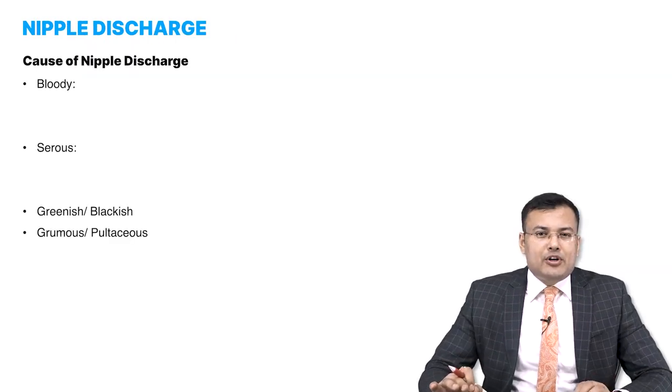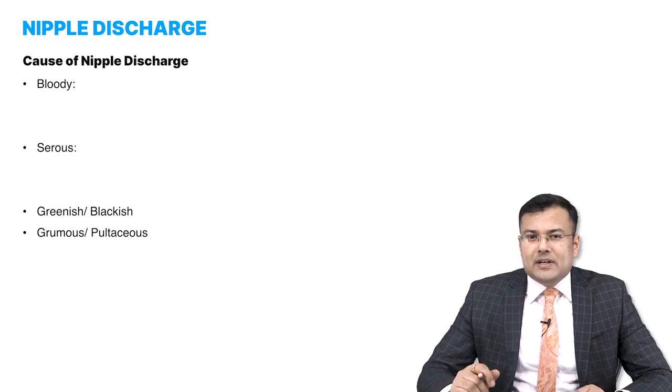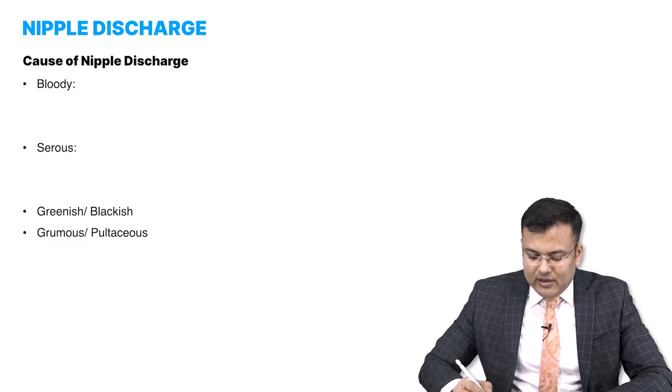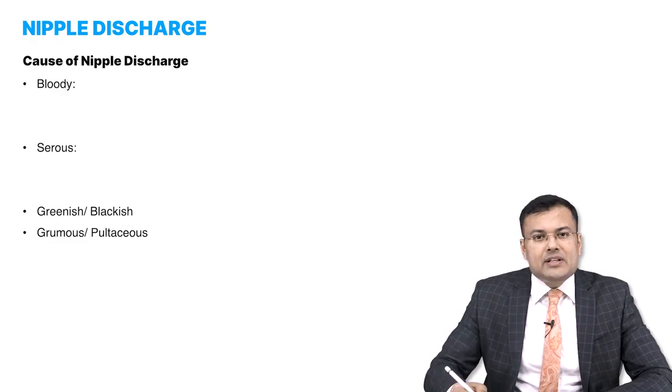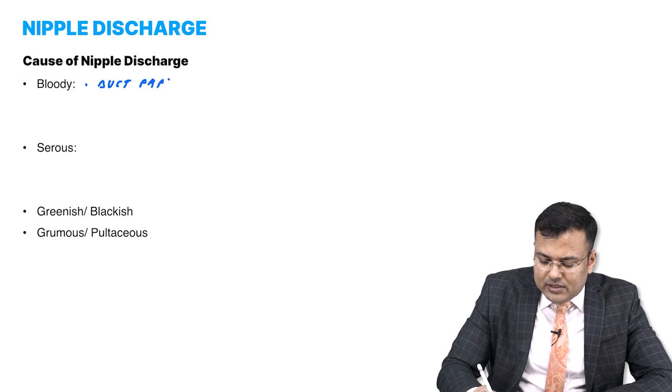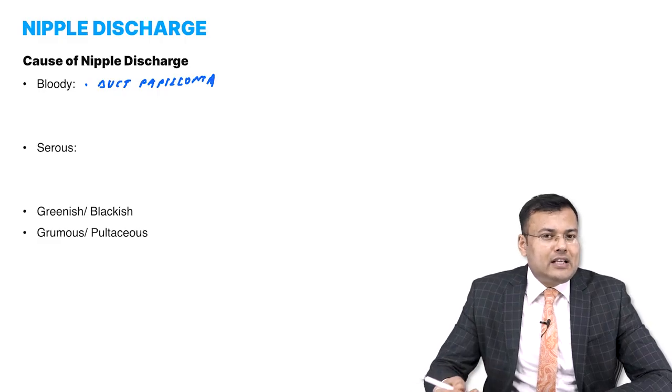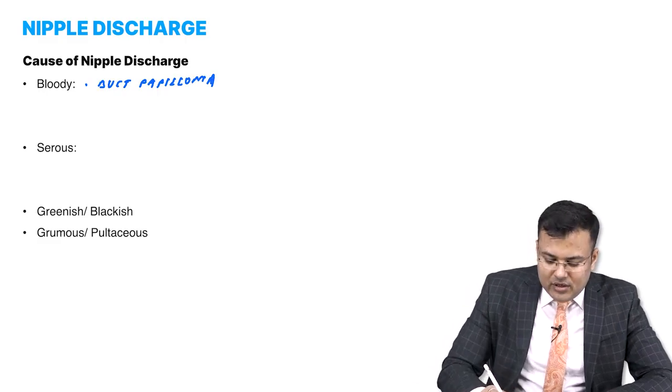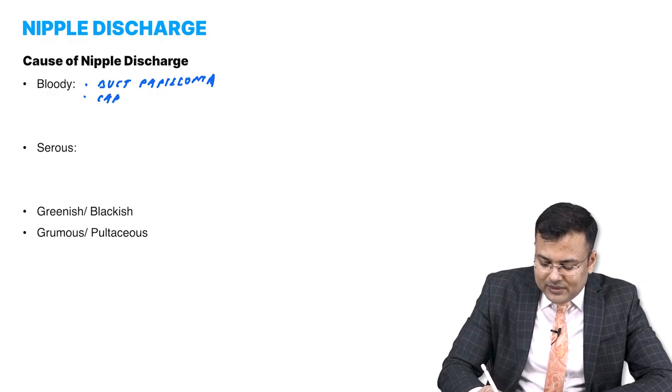Now see the very important topic, that is nipple discharge. First you tell me what is the most common cause of bloody nipple discharge. This is duct papilloma. So the most common cause of bloody nipple discharge is duct papilloma. Tell me what are the other causes? Other causes of bloody nipple discharge are carcinoma as well as duct ectasia. Clear?